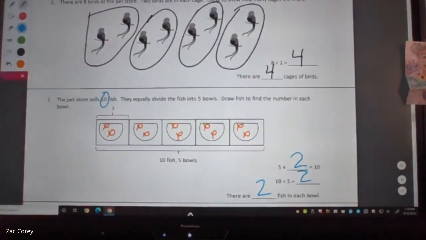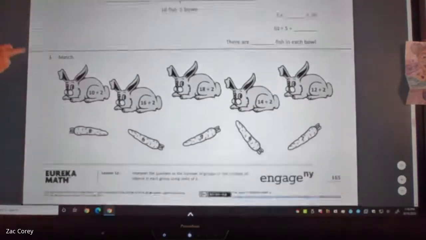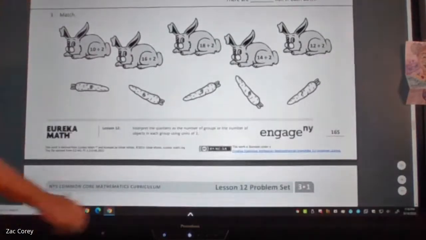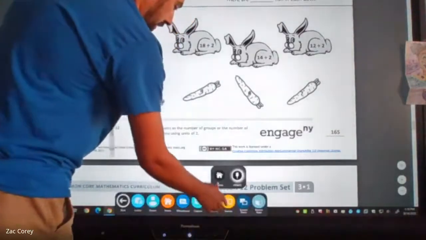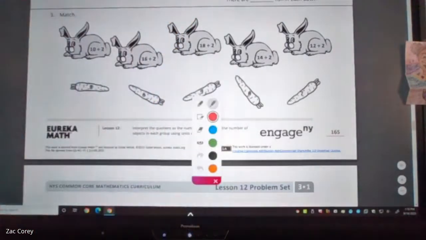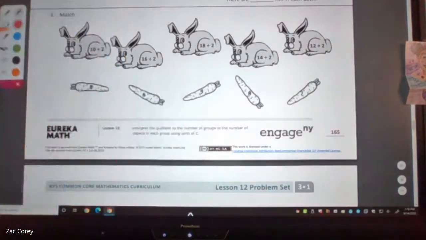All right. Like always, pause me if you need to and then catch back up. Number 3, we're looking at rabbits. All right, number 3, we're talking about rabbits here. So it says match. We want to match the rabbit with the carrot. Okay? Match the rabbit with the carrot. Let's just draw a line to each. All right, let's help these rabbits find some food.